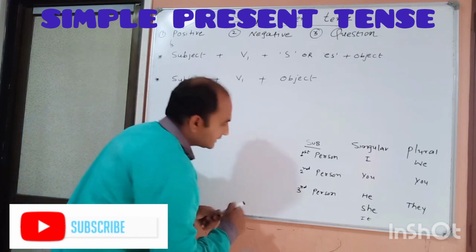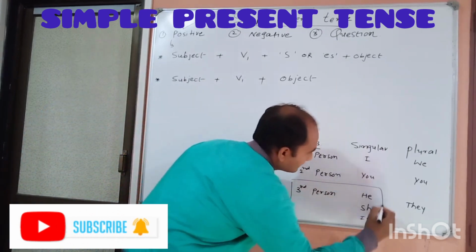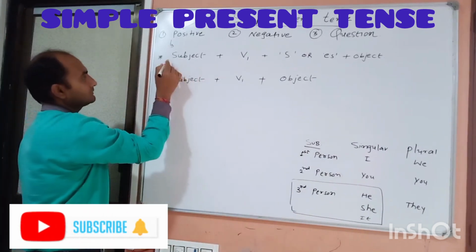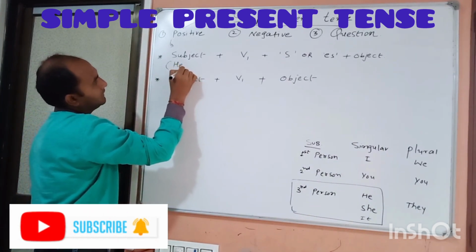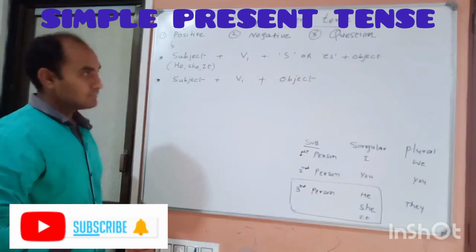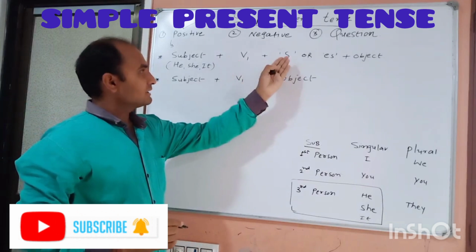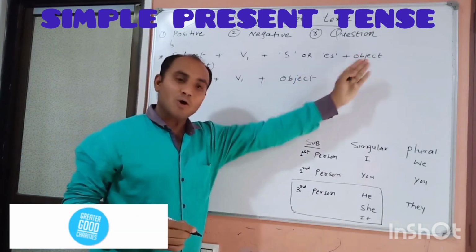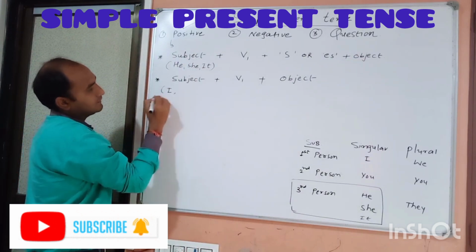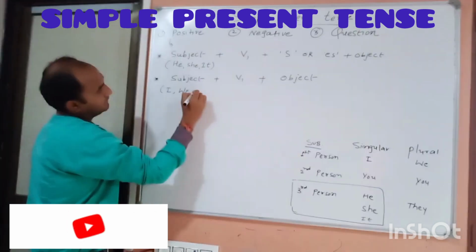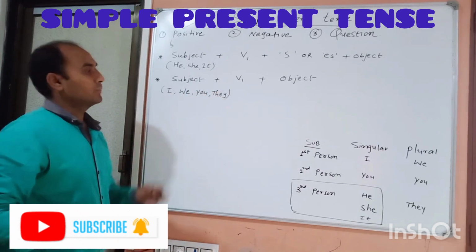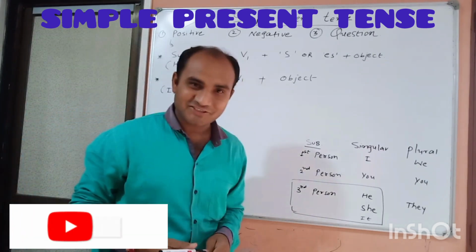So for third person singular, we can use this structure: he, she, it, then subject, then S or ES, and then object. And remaining, I, we, you, they, we can use this structure.